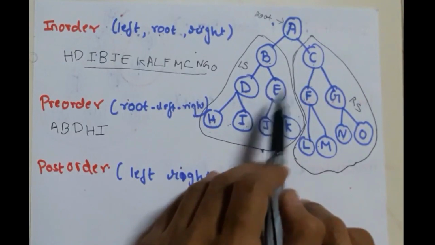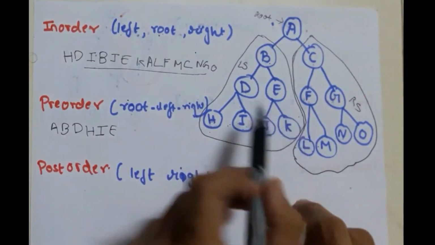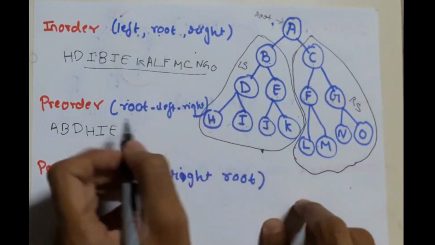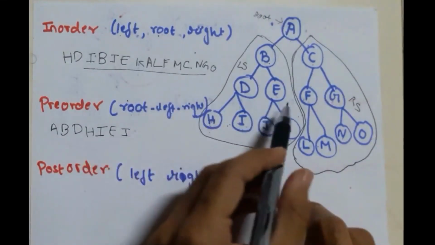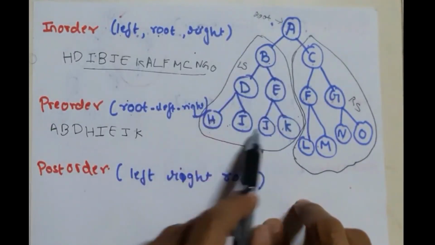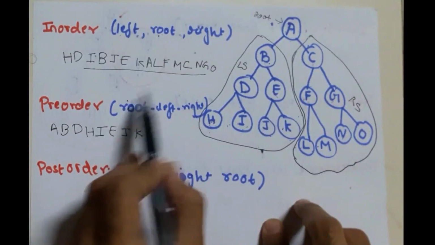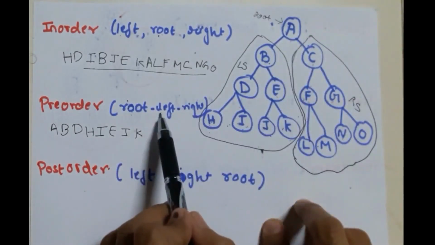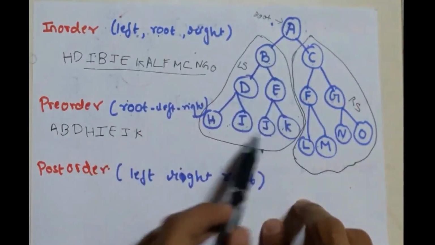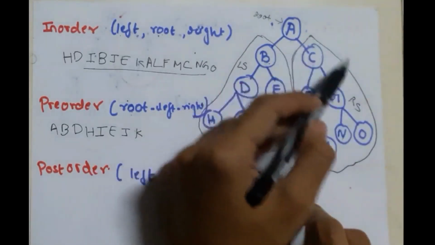In the right part you can see E is the root for J and K. Right? Then after E, left of E is J, and then right K. So we are done with the entire left subtree. So we are done with the root, that is A. We are done with the entire left subtree. What is remaining? Right subtree.